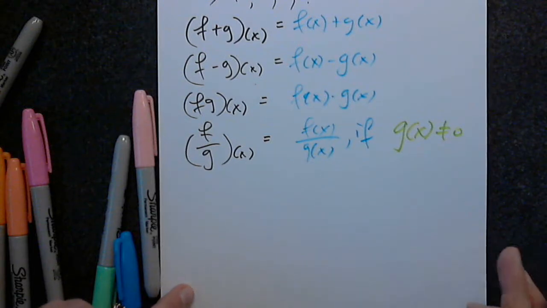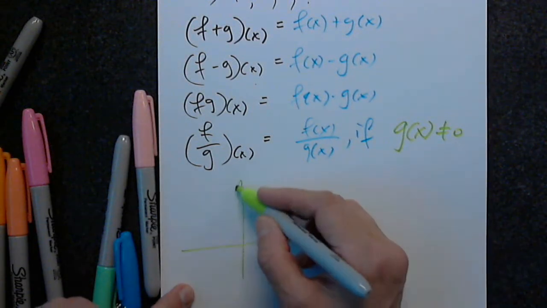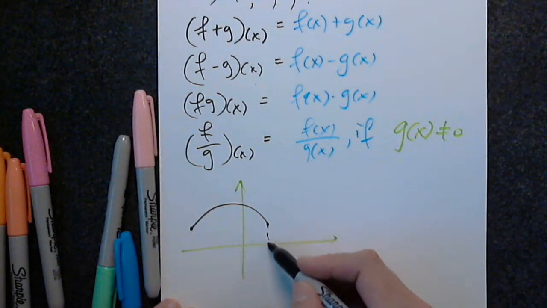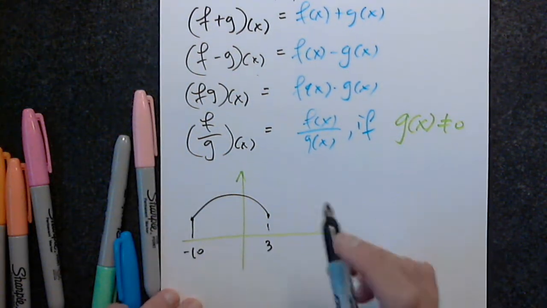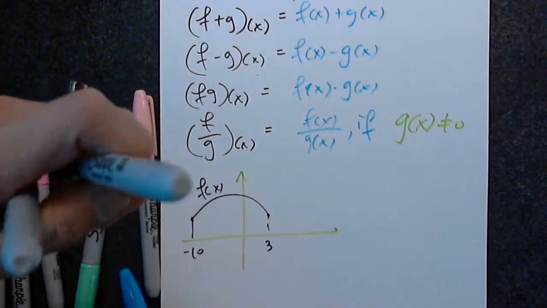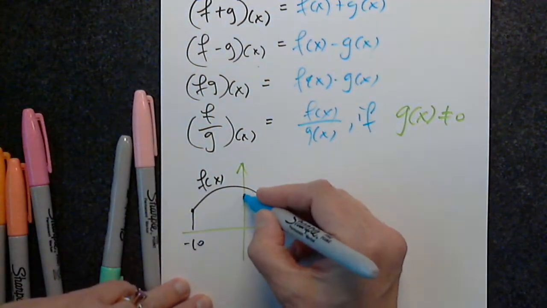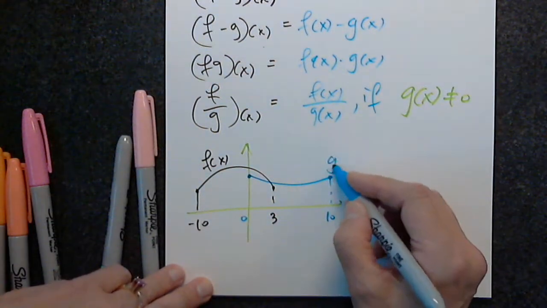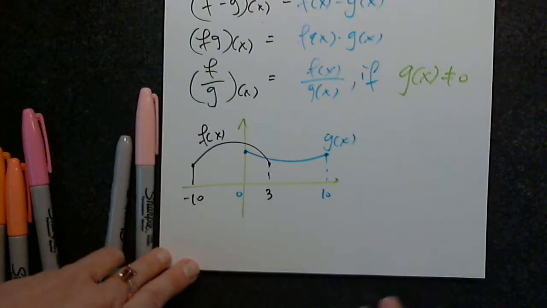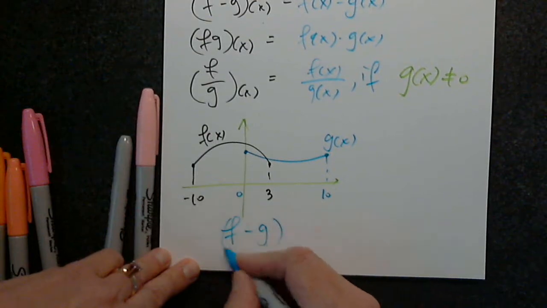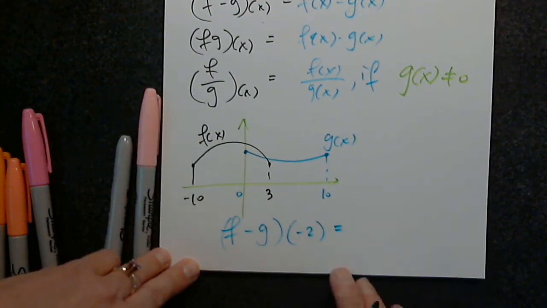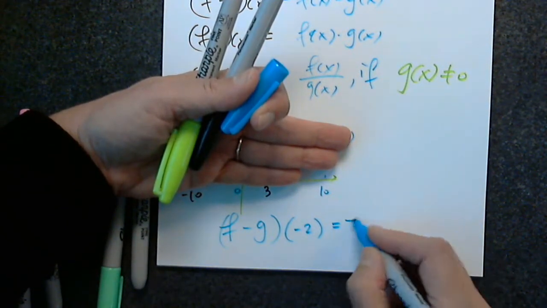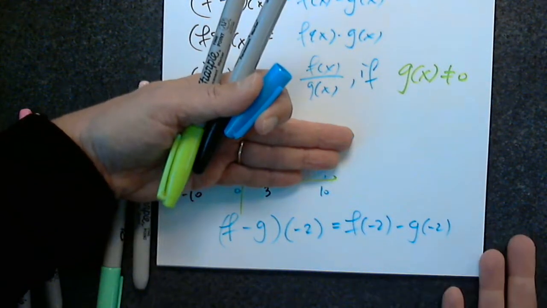Thank you very much. Okay, so let's take a look at two graphs. I'm going to make up two functions. Here's one. And I'm going to say it's between -10 and 3. And this is f of x. And here's another one. Let's say between 0 and 10. And that's g of x. And I'm going to ask you to determine f minus g of -2. Without looking at the graph, what will you say this equals to? F of -2 minus g of -2.